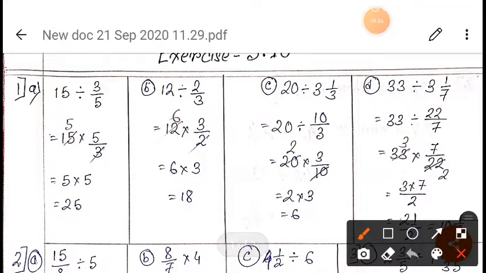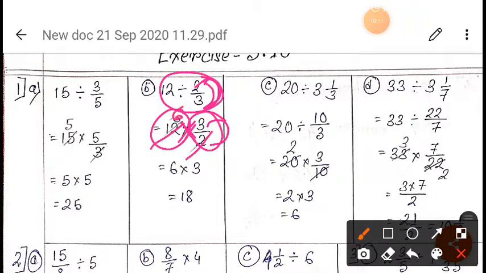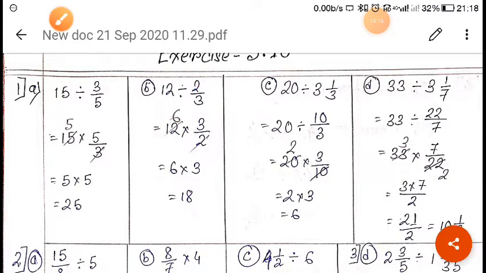Now next, you see here 12 divided by 2 by 3. So 12 will be as it is. In place of the divide sign we will give the multiply sign, and we will flip this one. 3 will go upside, 2 will come downside, as you can see here. Now 2 ones are 2, 2 sixes are 12. Now 6 into 3 is 18. So I hope you can do this, right? So 1, 2 and 3 are the same.